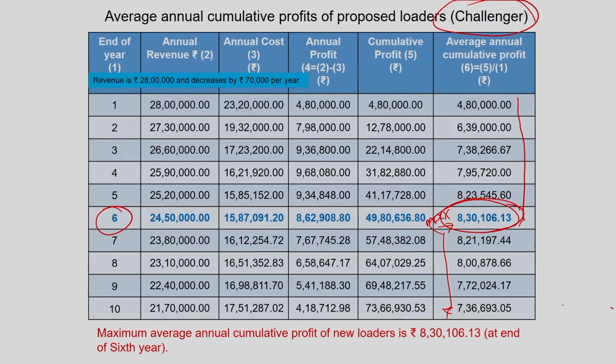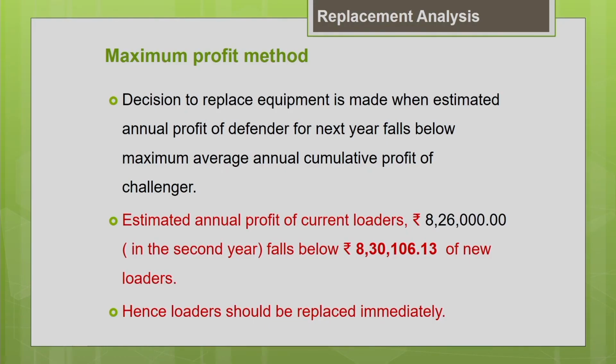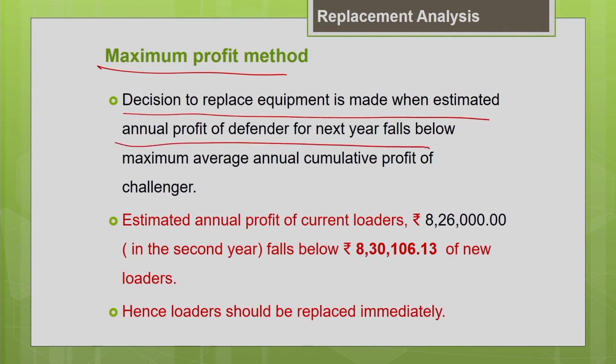So when you compare the maximum average annual cumulative profits, it justifies that your challenger is generating more profit. If you are going to hold it for 6 years, you are able to realize a maximum profit of 8,30,000. So basically it is preferable to replace your old machine with a new machine. That is the decision. When to replace, we will go by the guidelines of Dr. James Douglas. The decision to replace the equipment is made when the estimated annual profit of the Defender for the next year falls below the maximum average annual cumulative profit of the challenger.